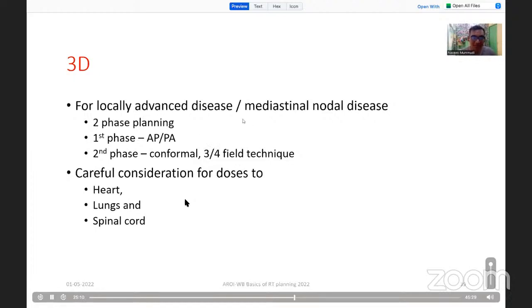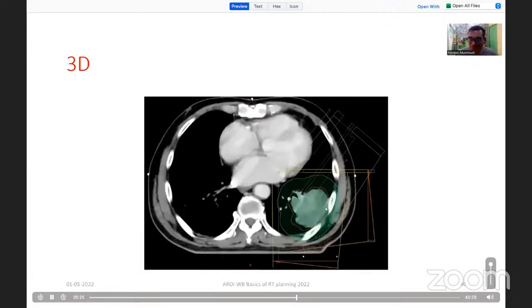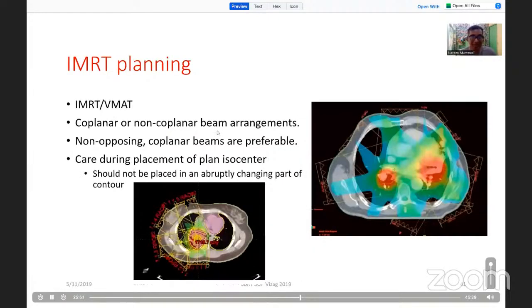This is because even for locally advanced disease, you cannot just do a simple single-phase planning. Typically, you use an AP-PA as your initial phase, and then you use a conformal second phase. If you just had a simple tumor like this, then you could get away by doing a three-field arrangement. But most of the time in lung tumors, you have complex volumes because you have the primary and then you have hilar lymph nodes and the mediastinal lymph nodes, which means that a 3 or 4 field 3D-CRT plan would still lead to some difficulty in covering the tumor in entirety without increasing the dose to the heart and the lungs. So that is where IMRT comes in.